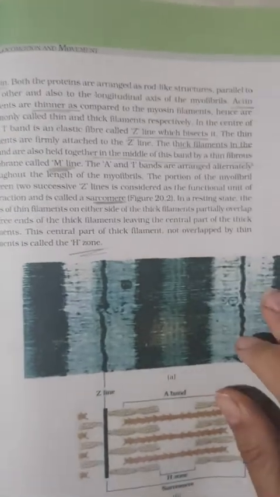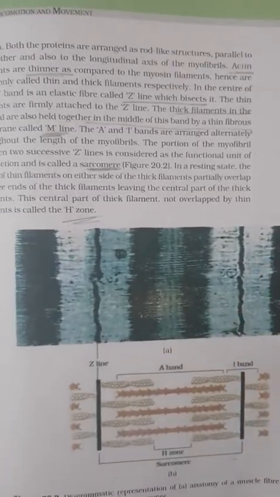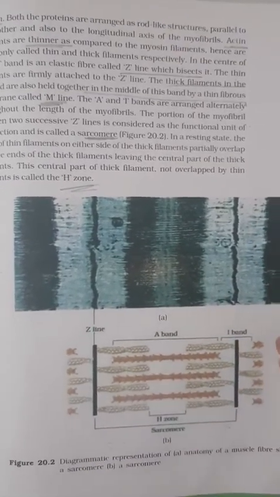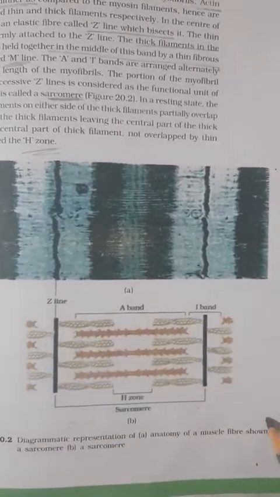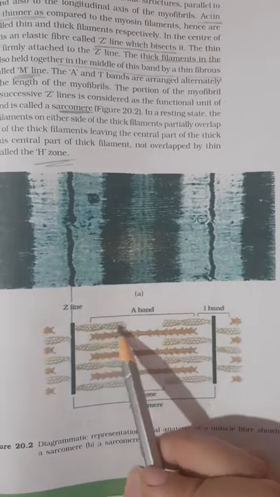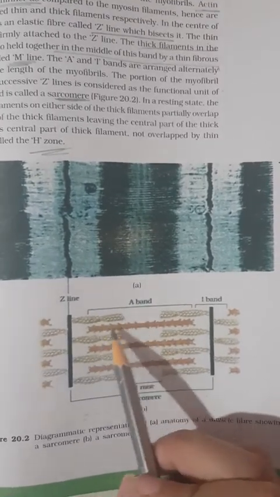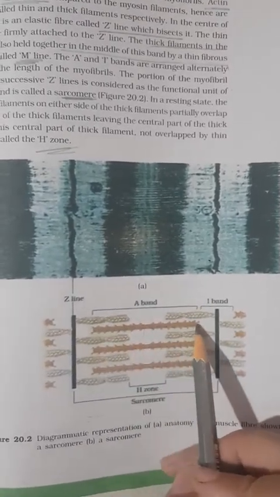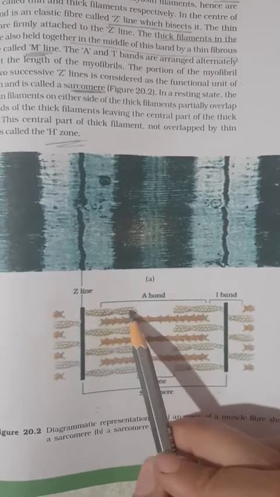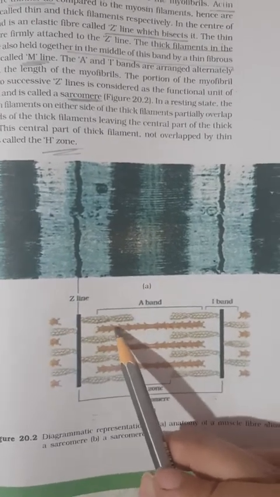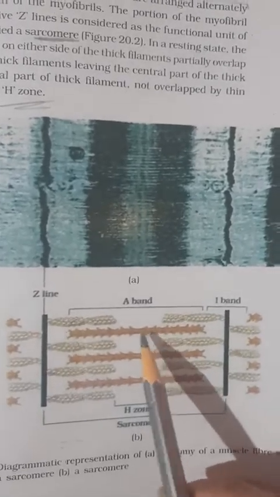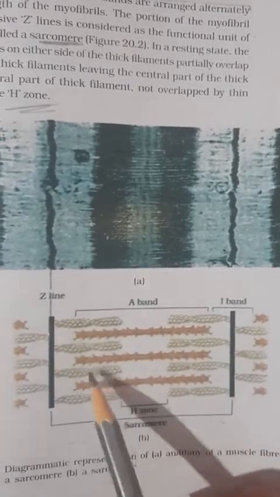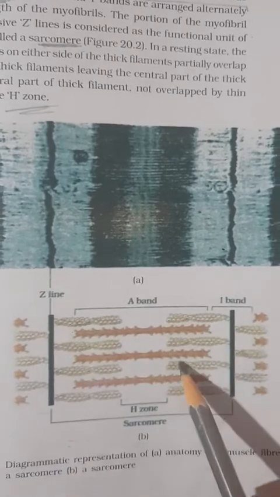Now, let us see the arrangement of these muscle proteins, the structure of the muscle fiber. See over here, just look at this structure once. These are constituting the light bands and this one is the dark band, or you can say this is actin, the thin filament, and this is myosin, the thick filament. I will just zoom in. Now see how they are arranged. They are arranged parallel to each other. You can see over here.